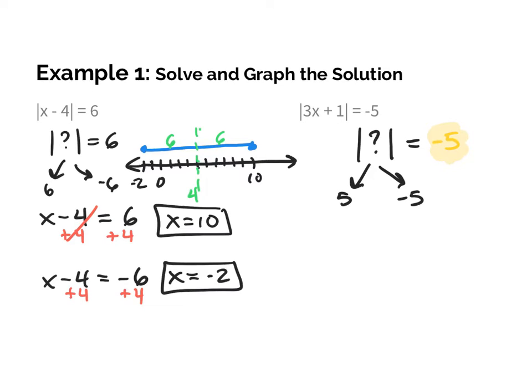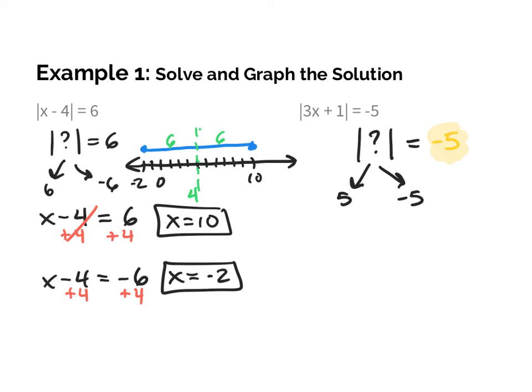The key thing here is we talked about that the absolute value can never give you a negative answer. It's just looking at a distance. So it's saying how far is that number away from 0. Negative 5 doesn't make sense. We cannot have a negative. We are just focusing on the value.